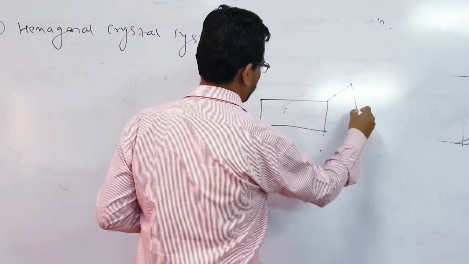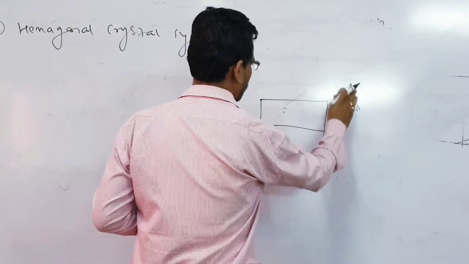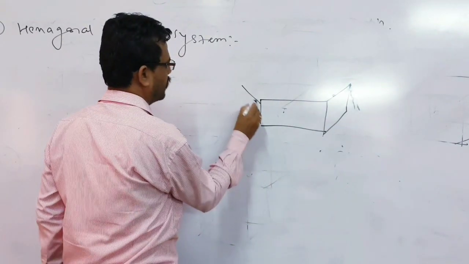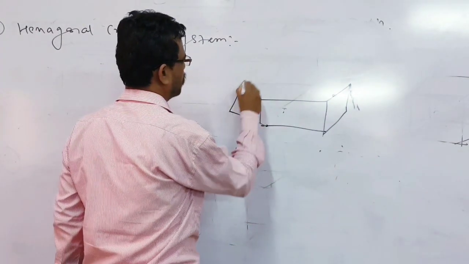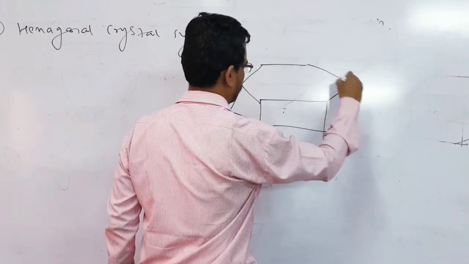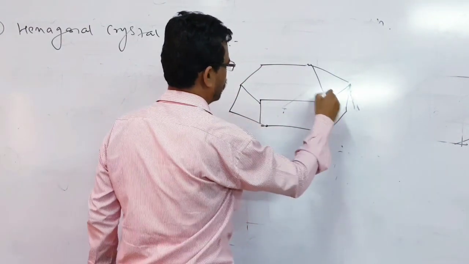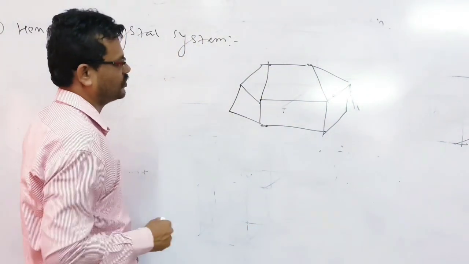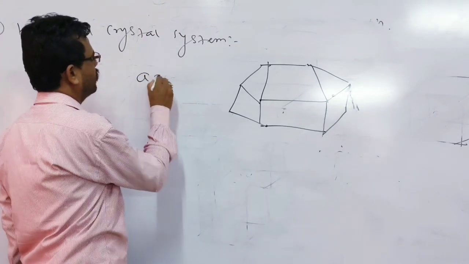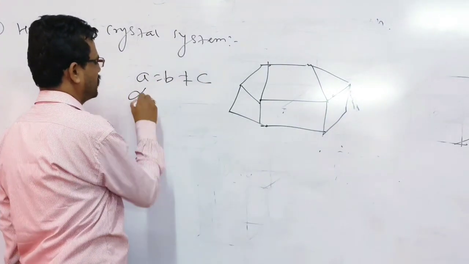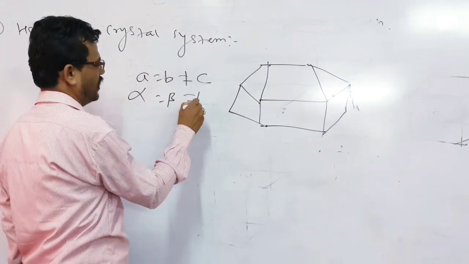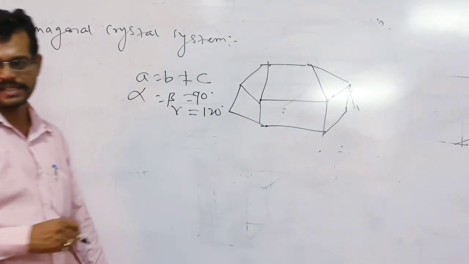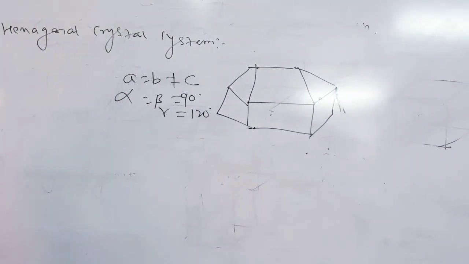In these hexagon-like structures, A is equal to B and not equal to C. Similarly, alpha is equal to beta is equal to 90 degrees, and gamma is equal to 120 degrees. That belongs to the hexagonal type of system.